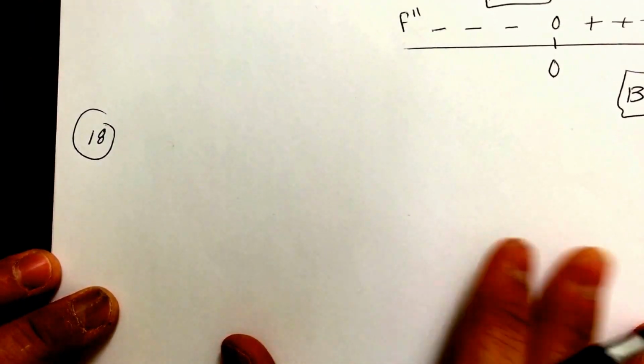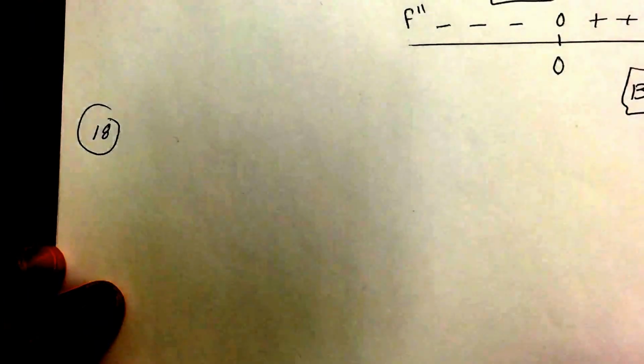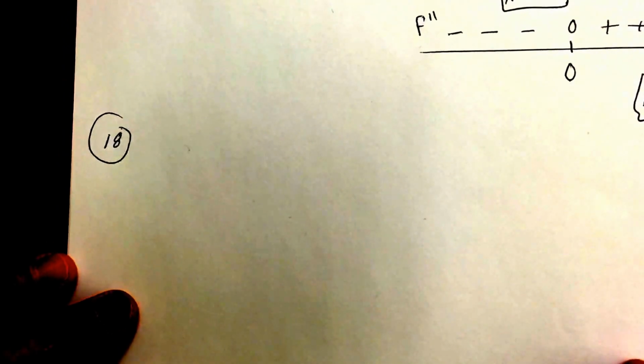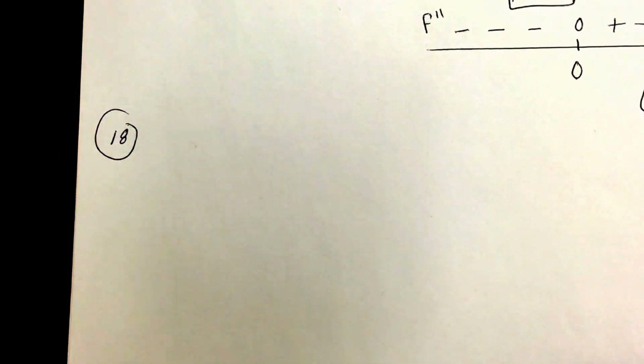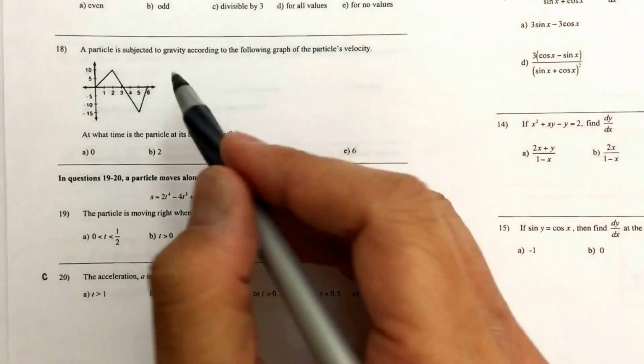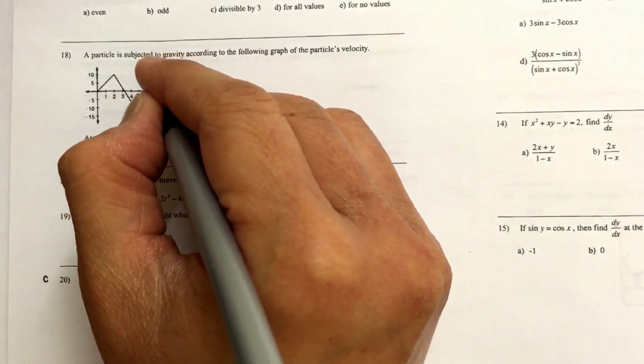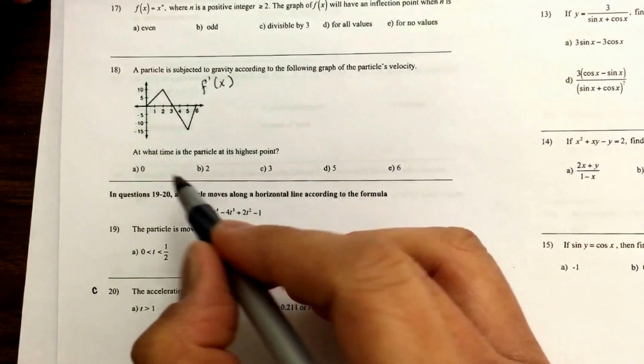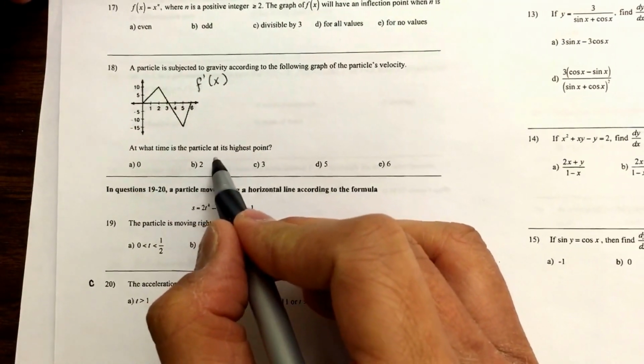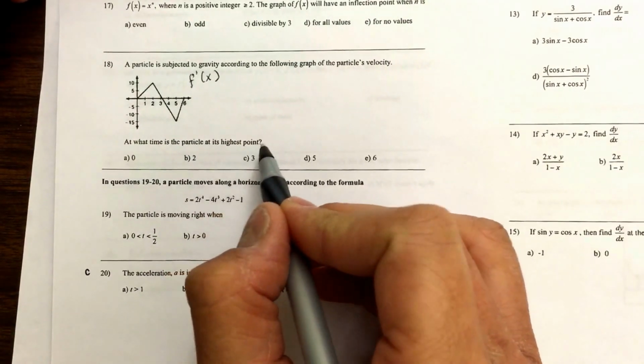Number 18 says that a particle is subjected to gravity according to the following graph of the particle's velocity. So this is the graph of the velocity, guys, which is the graph of the first derivative. And at what time is the particle at its highest point?